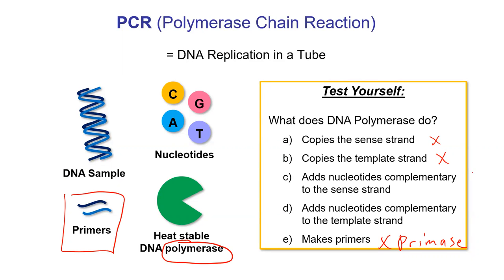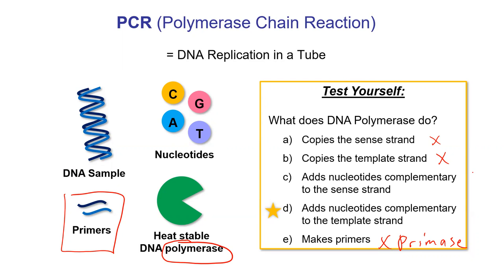So it adds nucleotides complementary to the sense strand or complementary to the template strand. It turns out that the correct answer is D. That's what a template strand means. It means that this is the template that the enzyme is binding to. So I'm just throwing some language at you to review, and hopefully you can remember what these things mean.